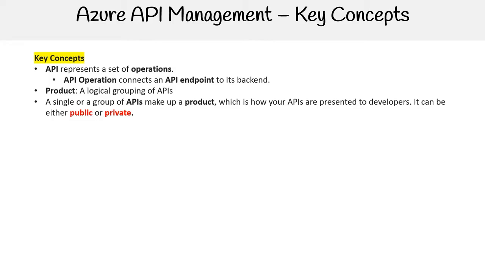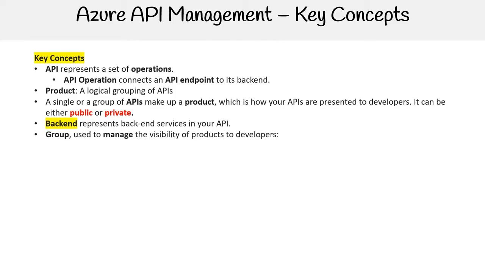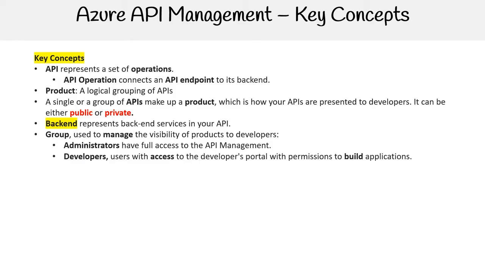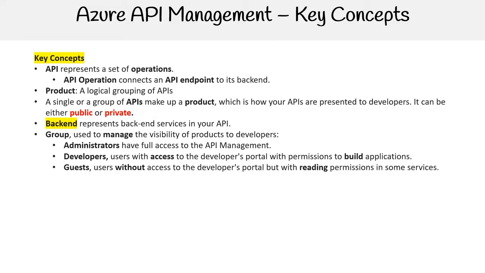So it can either be public or private. We have a backend that represents backend services in your API. There are groups. These are used to manage the visibility of products to developers, such as administrators who have full access to the API management, developers who are users with access to the developer's portal with permissions to build applications, guests, users without access to the developer portal, but with the reading permissions in some services.